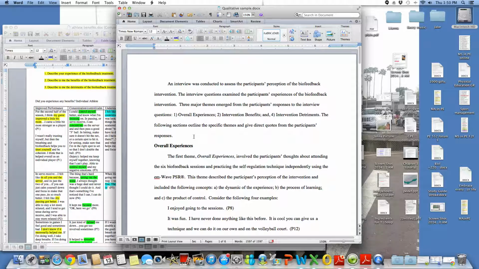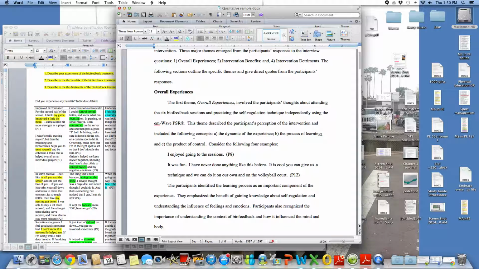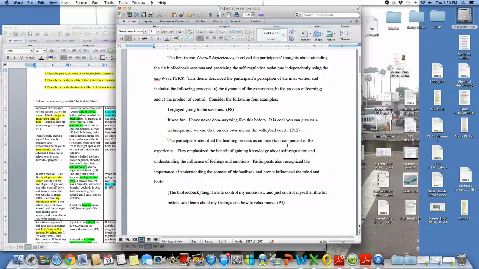Your themes do not come directly from your interview questions, so they're overarching. Okay? So you can see here is the first theme, overall experiences, and now the author is providing a lead-off paragraph explaining what this theme looks like, and then provides specific examples or quotes. And this is listed here. Notice that it's indented and it's not quoted, and directly behind the quote is the participant number.